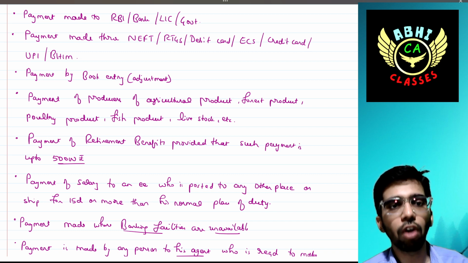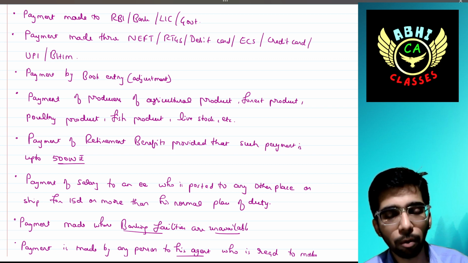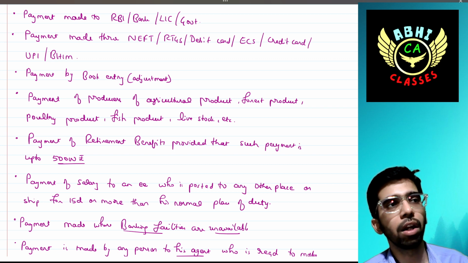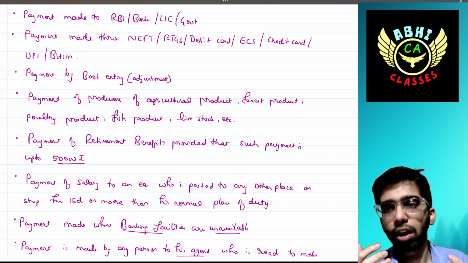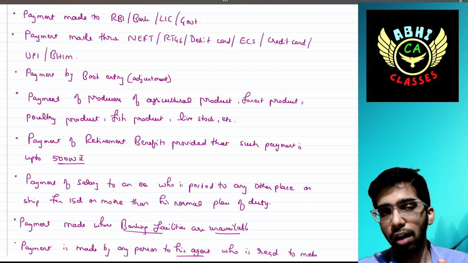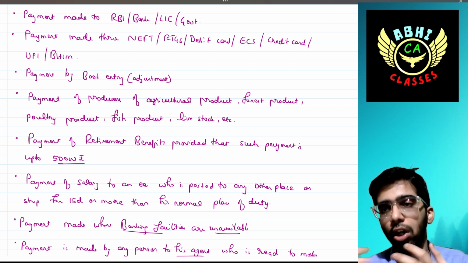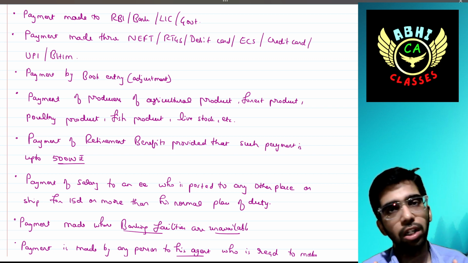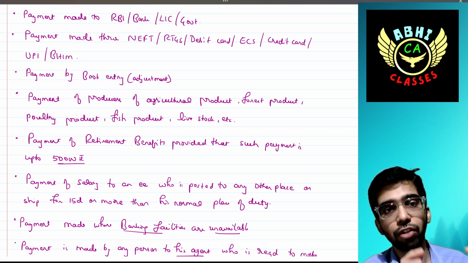Then the payment for procurement of agricultural product, forest product, poultry product, fish product, livestock. For example, if you are paying towards the credit purchase of fish, if you are handling a fish business, and you are paying cash to the vendor, let's say, more than 10,000, that is also okay. It is a fish product.